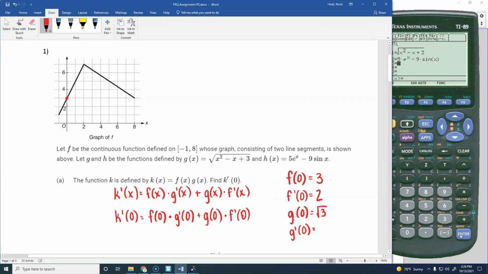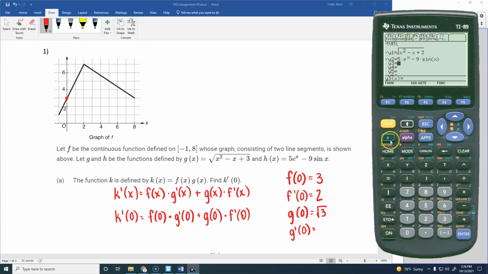Okay. So, I'm going to go back to the home screen. I want the derivative of y1 of x, comma x, close your parentheses. I want to know that at 0, so I don't even really need to know the equation, right? I just need to know what it is at 0. So I'm going to do such that x equals 0. And I get negative square root of 3 over 6.